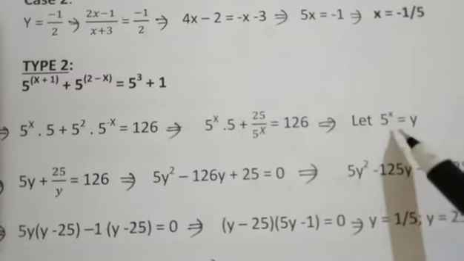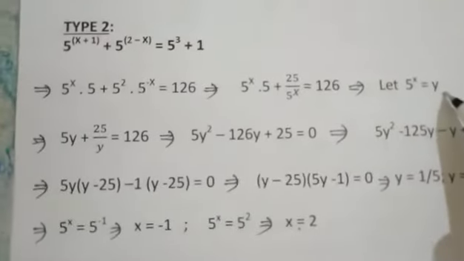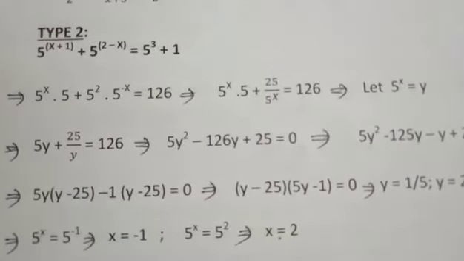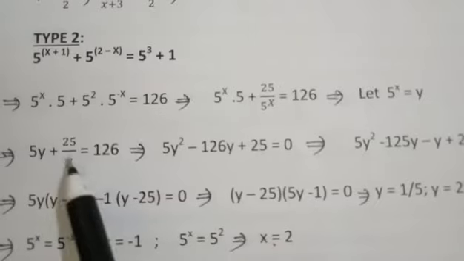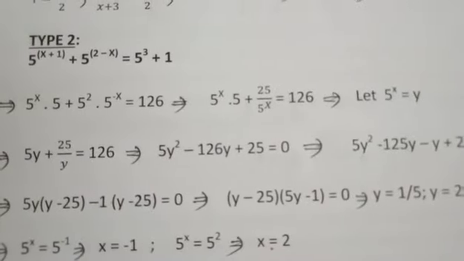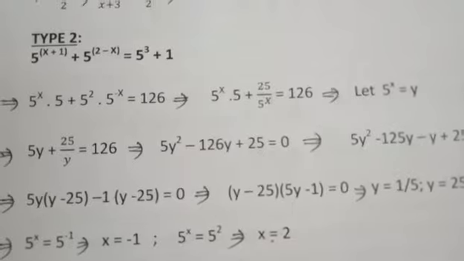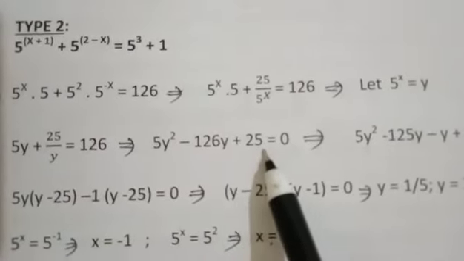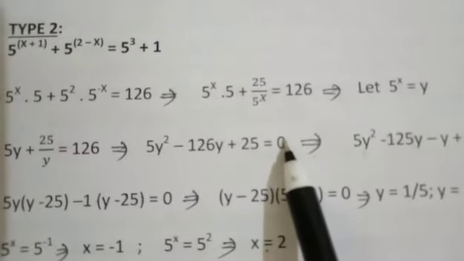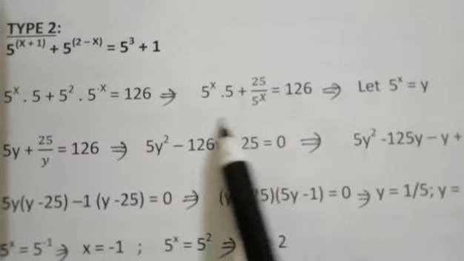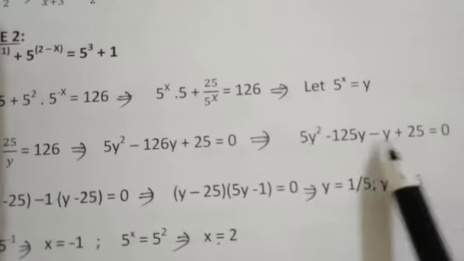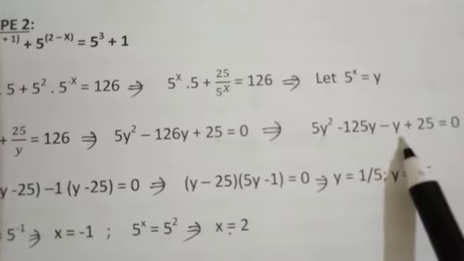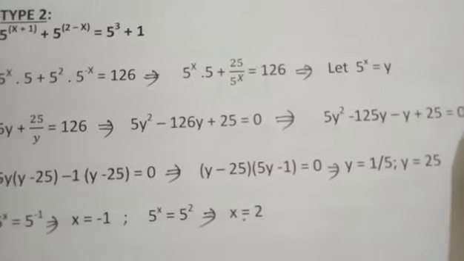Now if we take 5^x as y, we will get an equation in y, and that is 5y + 25/y = 126, which implies 5y^2 - 126y + 25 = 0. Now if we solve this by the method of splitting the middle term, we are going to get the factors like this: 5y^2 - 125y - y + 25 = 0.